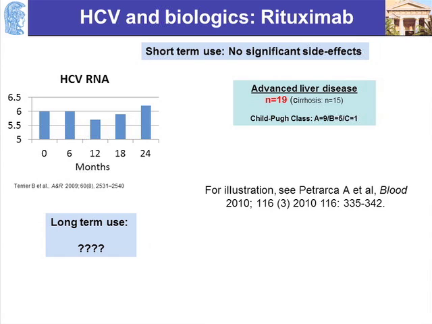How about other biologics? The only one that we have data on is rituximab, and again, the data come from patients who had cryoglobulinemia. We know that in the short term, there are no significant side effects. There is no increase in the HBV RNA levels, and it is interesting that even when they gave it in patients who had cirrhosis, advanced liver disease, nothing really happened. But again, these were short-term studies. We do not know much yet about the effect of long-term use of rituximab.